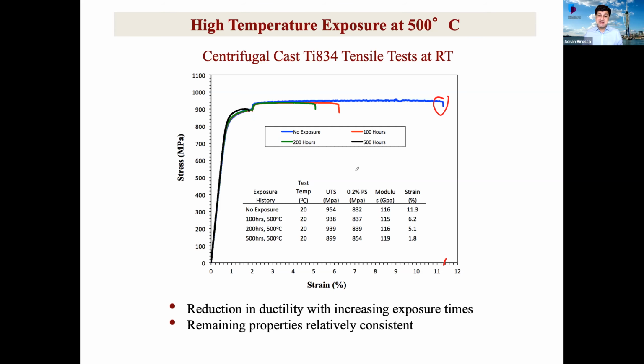And then we expose it to high temperature, at 500 degrees, that's the temperature we want these materials to operate and to be used. For 100 hours, the ductility is reduced dramatically. And when we expose it at 500 degrees Celsius, the ductility is again reduced after 200 hours. But after 500 hours, no ductility whatsoever. The material after elastic form just collapsed. It just failed. So a huge reduction in ductility with increasing exposure time at 500 degrees Celsius. And that was not very good. So we want to understand what happened.